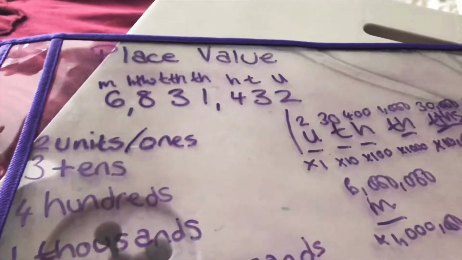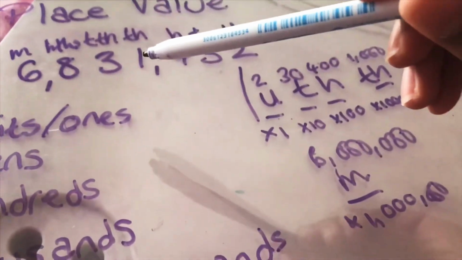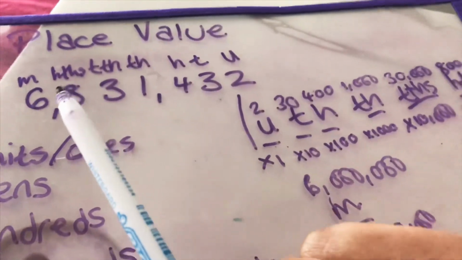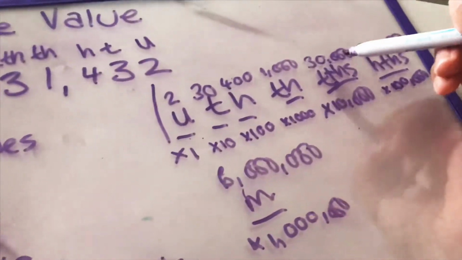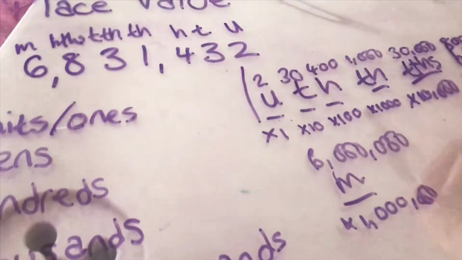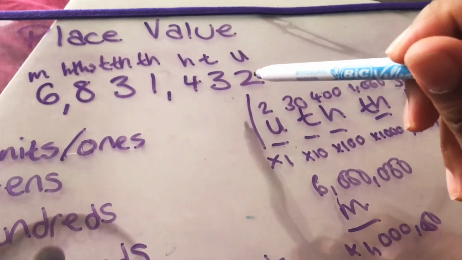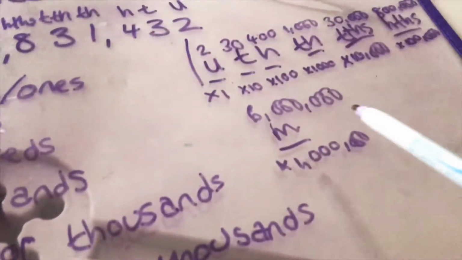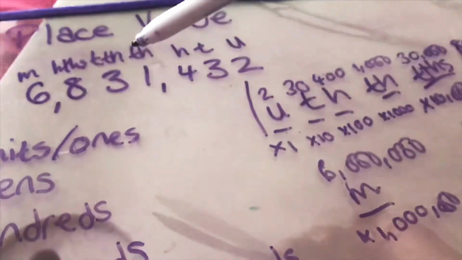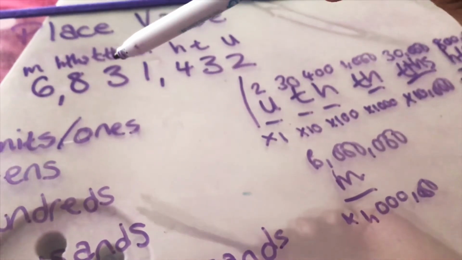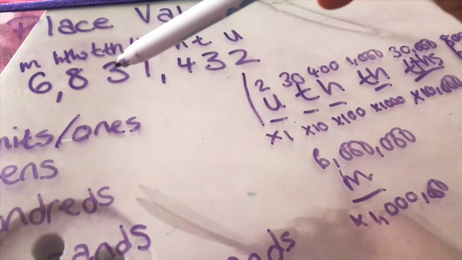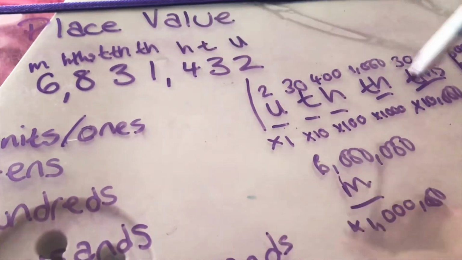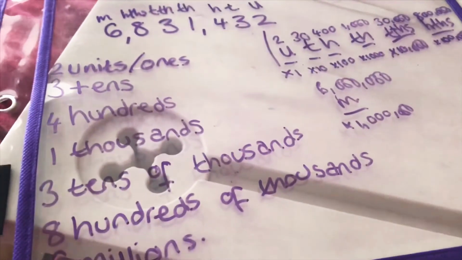So if they ask you the place value of the 1, you would say 1,000. If they ask what's the value of the 8, you would say 800,000. If they ask you the place value of the 2, you would say 2. If they ask you the place value of the 6, you would say 6 million. If they ask you the place value of the 3, sorry, you would say 30,000 because you times it by 10,000. Okay, this is pretty much it.